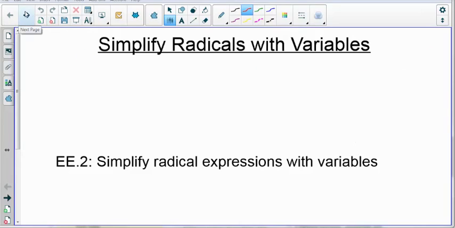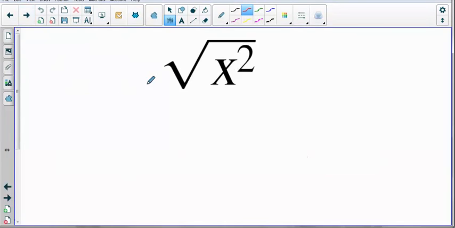Okay, simplifying radicals with variables, EE2, simplify radical expressions with variables. Here we go. So here you have the square root of x squared. The first thing you need to remember is that if you don't see a number up here in the index, it is 2. What this is saying is how many pairs of 2's are there in x squared?